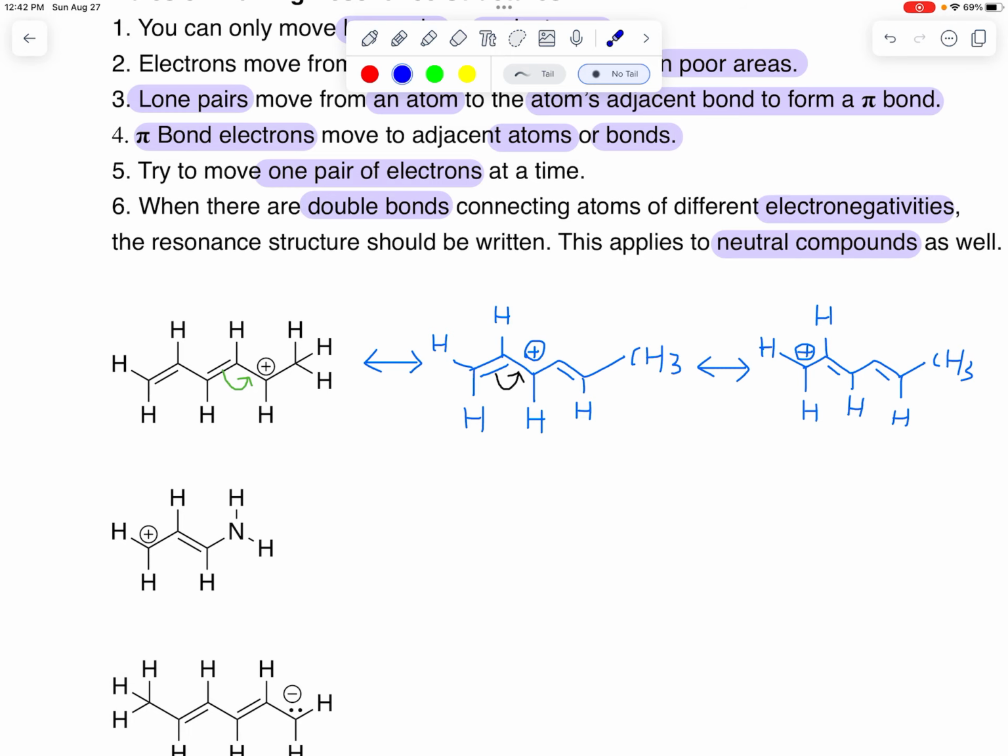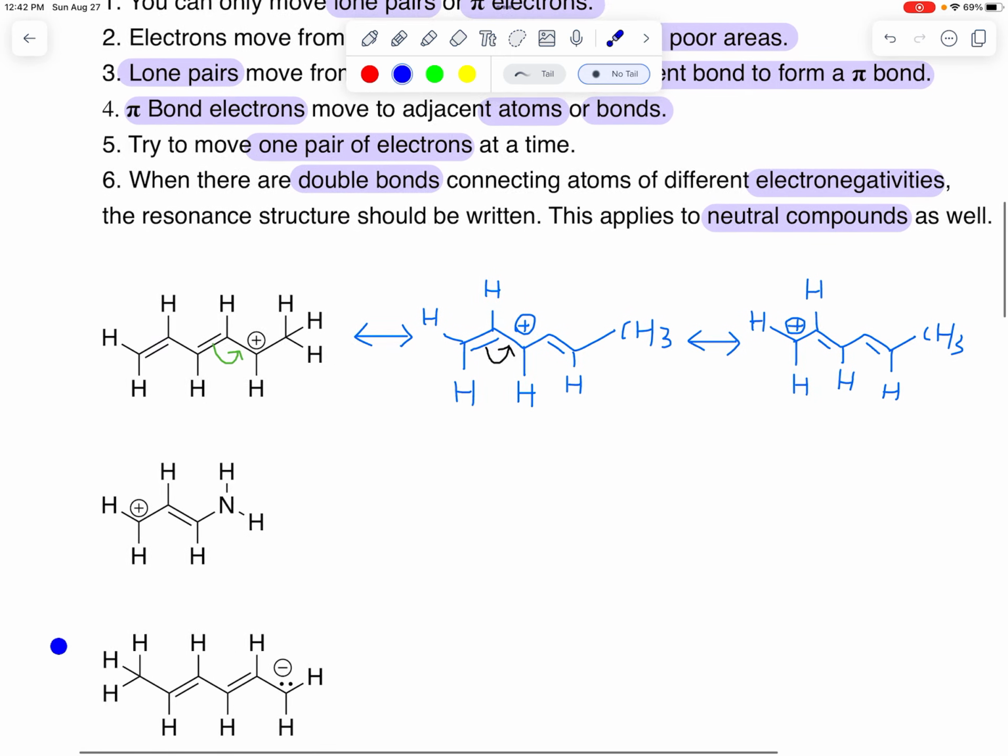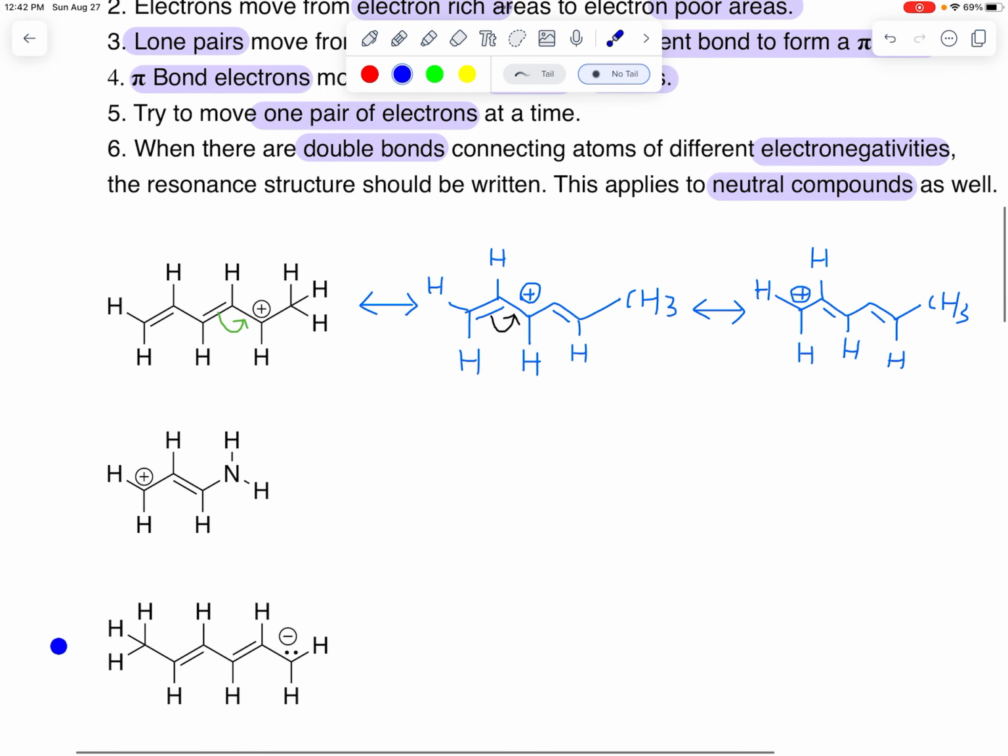Okay, moving on to the next molecule, the next cation, having a positive charge on the terminal carbon here. If you look at this Lewis structure, and if I ask you to draw a Lewis structure for this one, and you draw it like this, you're not going to get full points because you are missing something on the nitrogen.